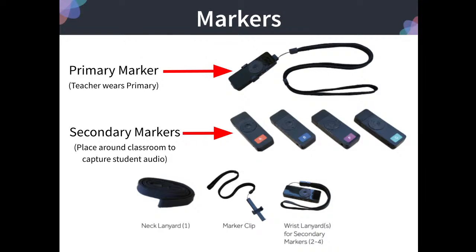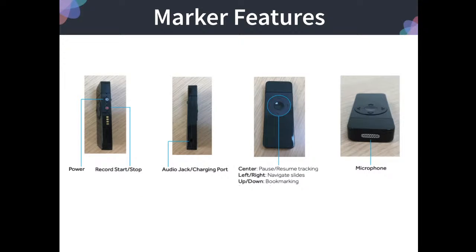Your primary marker is the teacher's marker. It is black. And we'll discuss a little bit more in detail as we go through this. Your secondary markers have colors on them. So you may have an orange, blue, purple, and green as demonstrated here. Those are placed around the classroom so that it can capture the student audio that's going on during the hybrid learning. You'll notice you have a lanyard, a marker chip, as well as wristbands. The wristbands are used for your secondary markers. You as the teacher would use the neck lanyard.